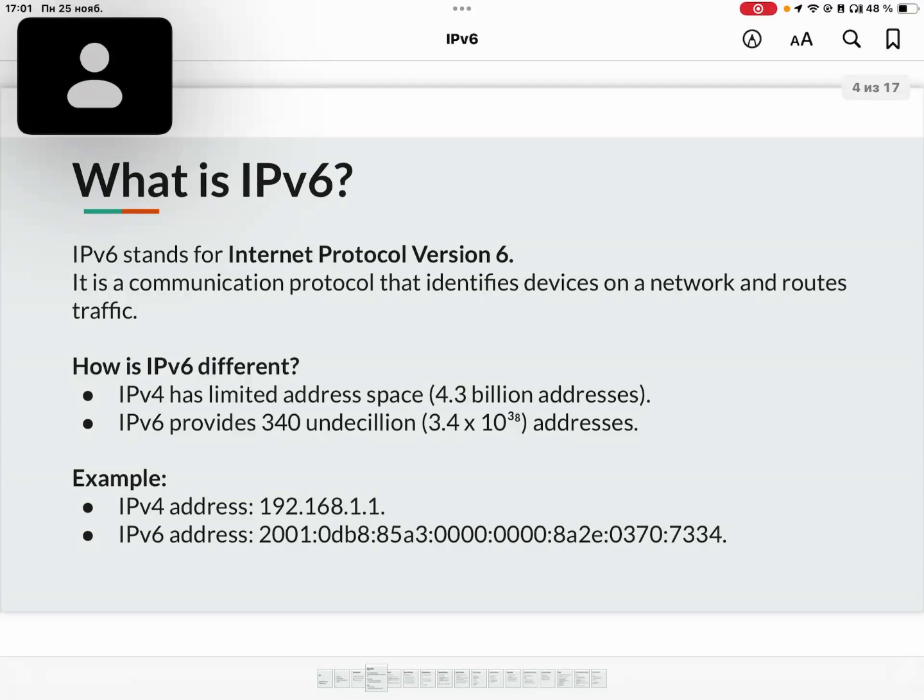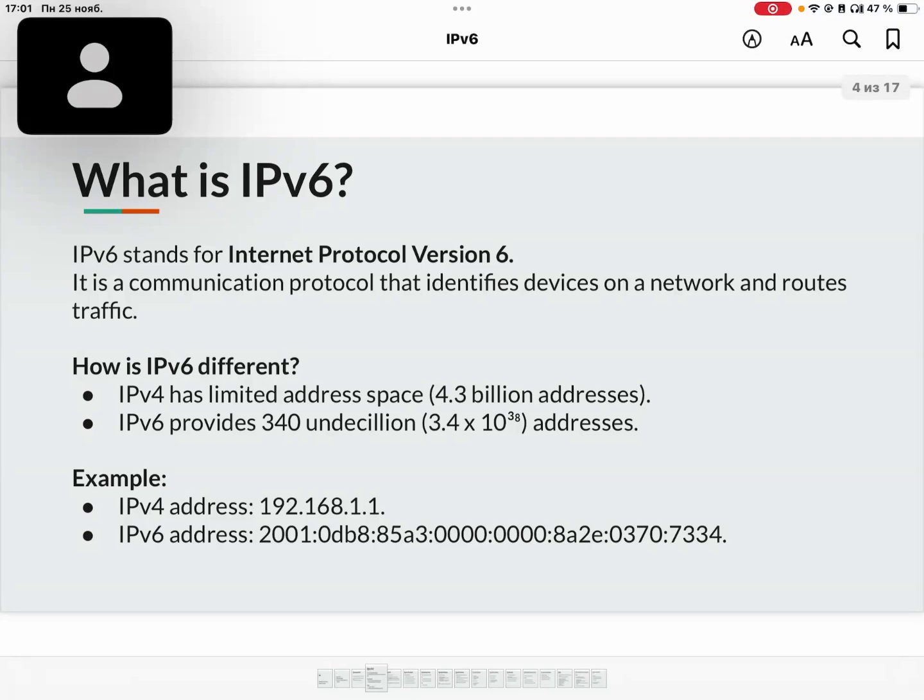Key points I want to highlight: what does the Internet Protocol do? It identifies devices using unique addresses. It routes data packets between devices. The main reason why IPv6 was developed is that its previous protocol, IPv4, uses 32-bit addresses. This limits the number of available addresses to about 4.3 billion. With the rapid growth of the internet and the Internet of Things, IPv4 addresses are no longer efficient.